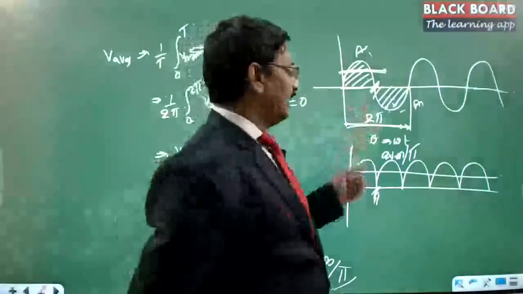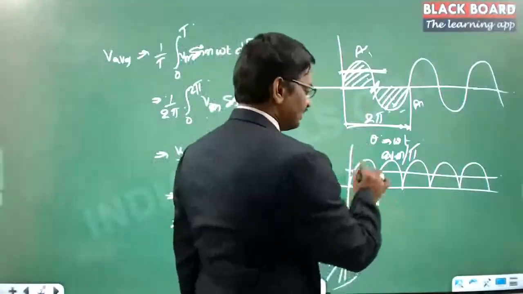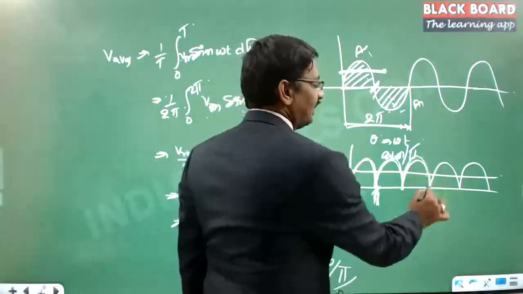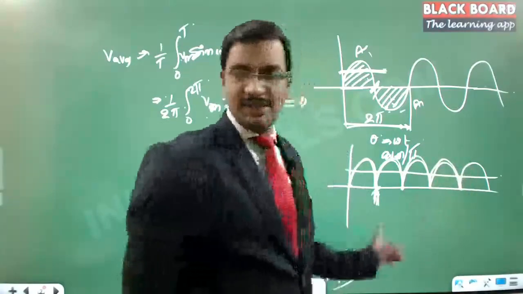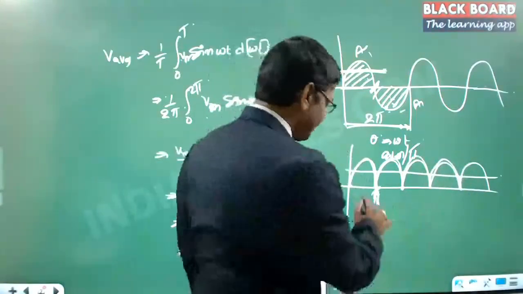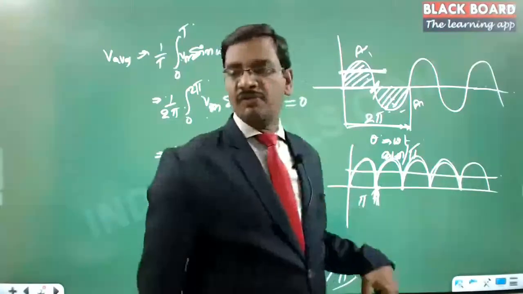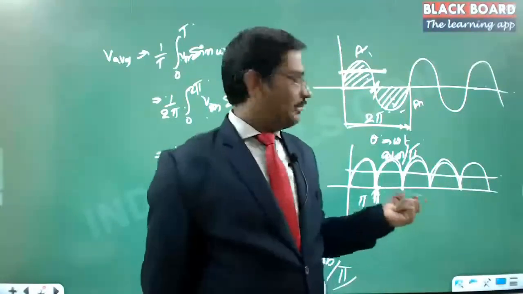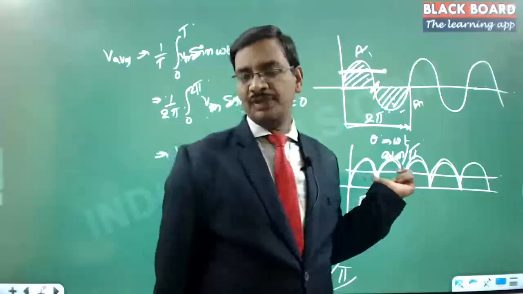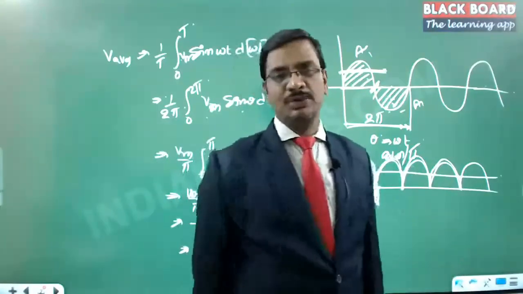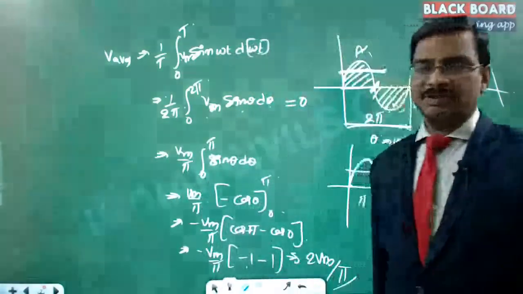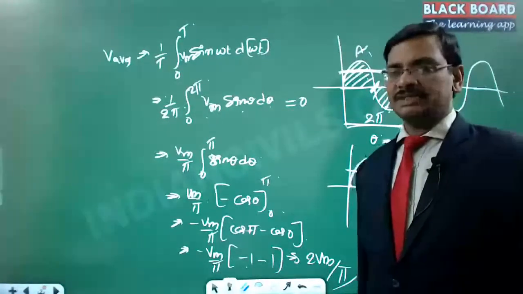In the full wave case, the period is only till this point because the same waveform is getting repeated again and again. Got it? The same waveform. So the period here is pi itself. And in case of half wave rectifier, period is 2 pi, but area is counted for only one half. Now this understanding is very important, not only from the electronics perspective, even from the power electronics as well.